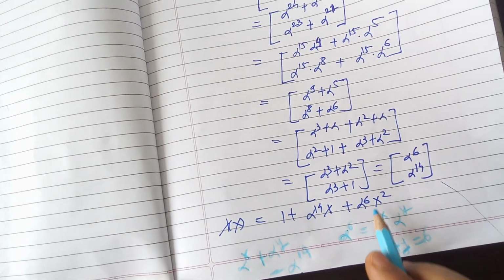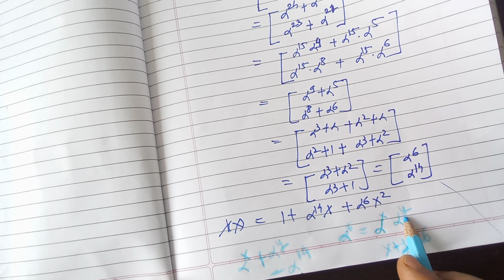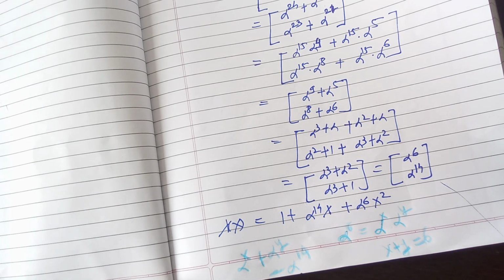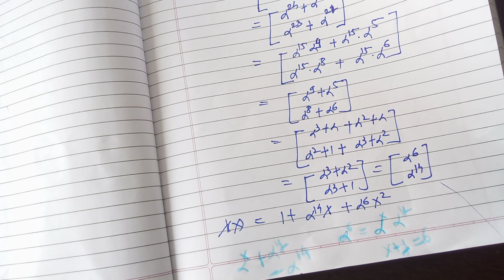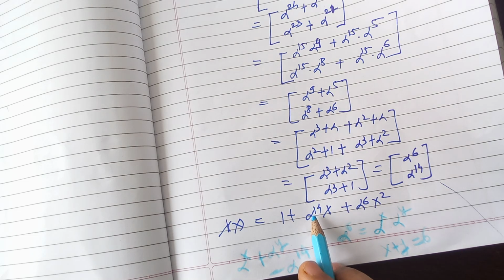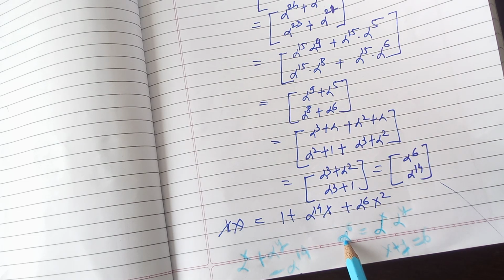So alpha 6 you have to express as alpha x into alpha y, where x plus y is equal to 6 and alpha x plus alpha y is equal to alpha 14. So you want two alphas whose addition is equal to alpha 14. You say this alpha 6 is expressed as alpha x into alpha y, where x plus y is equal to 6 and alpha x plus alpha y is equal to alpha 14.